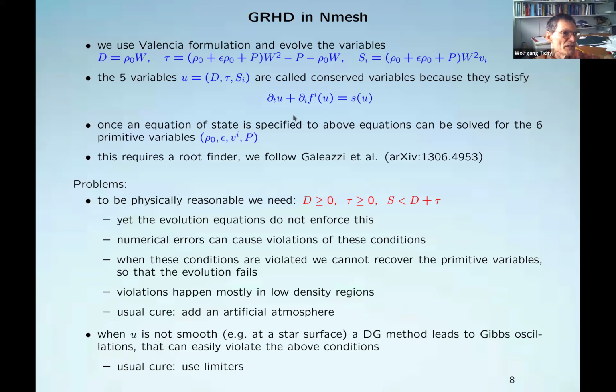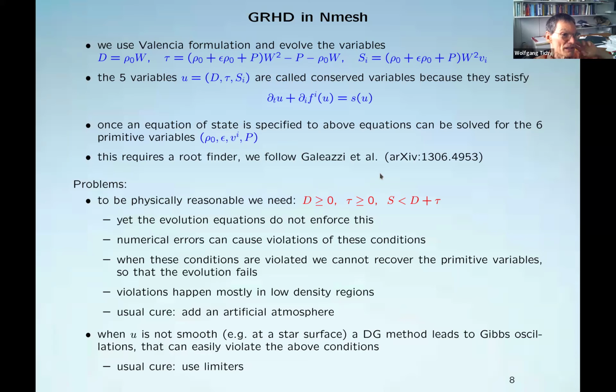And once an equation of state is specified, I should say, we can then also recover the so-called primitive variables, which are a local mass density, energy per particle, a 3-velocity, and a pressure. They can be recovered if you have an equation of state, because if you count carefully, these are 6 things, while the evolved variables are only 5. So you need to give this equation of state to be able to close the system. The only unfortunate part about this is you need a root finder to do that, right? This cannot be inverted analytically.